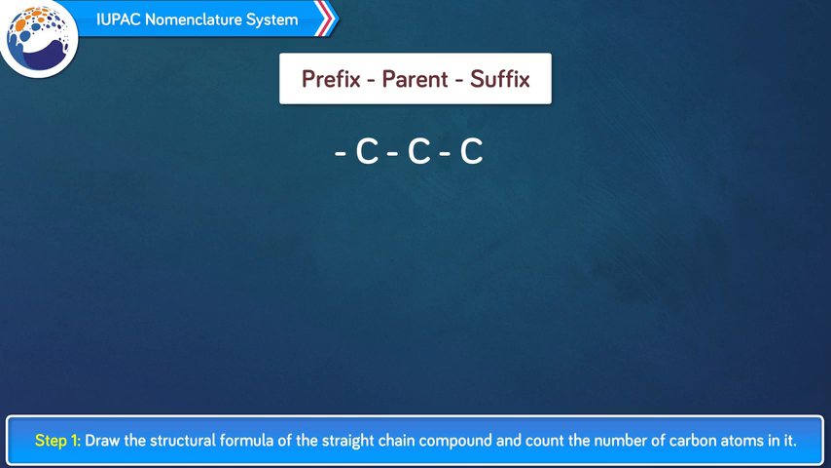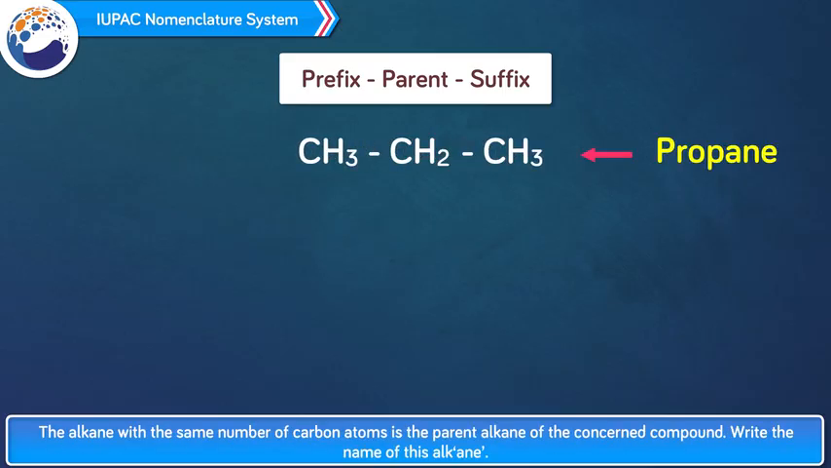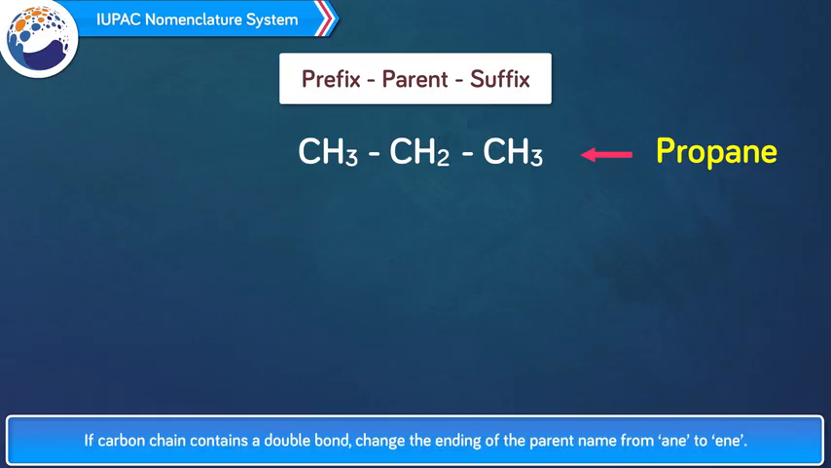Step 1. Draw the structural formula of the straight chain compound and count the number of carbon atoms in it. The alkane with the same number of carbon atoms is the parent alkane of the concerned compound. Write the name of this alkane, for example, CH3-CH2-CH3, propane.